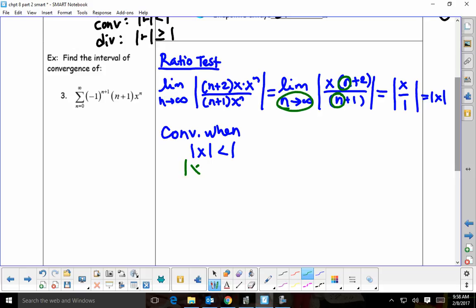Are we set up in that |x minus c| less than r formula? Yes, because we're centered at 0 here. And again, I can see I'm centered at 0.